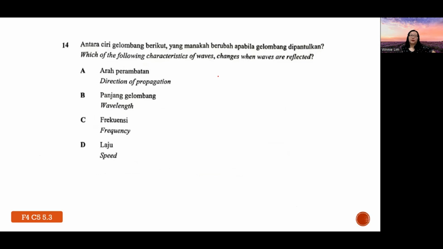14. Which of the following characteristics of wave changes when waves are reflected? So I always tell students under the wave phenomena like reflection, refraction, diffraction, they like to ask: frequency changes, speed changes, wavelength changes, direction changes. Okay, so for reflection, frequency no change, speed no change, wavelength no change, only direction changes. So among these answers, which is changed? Direction. So the other three quantities have to be constant. That means after the waves are reflected, they should have the same wavelength, same frequency, same speed.